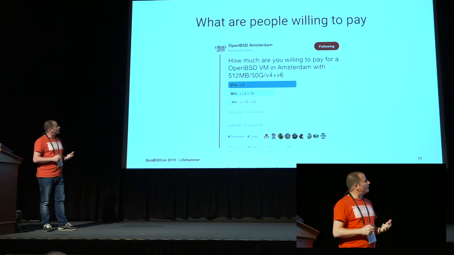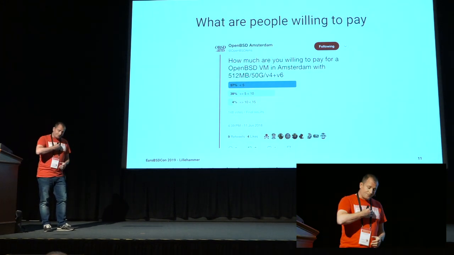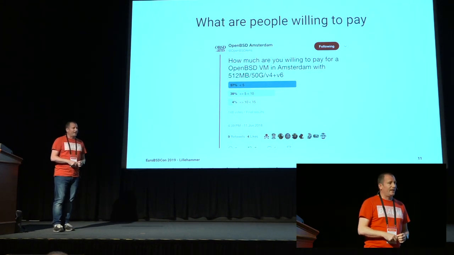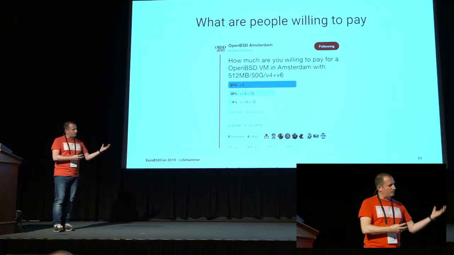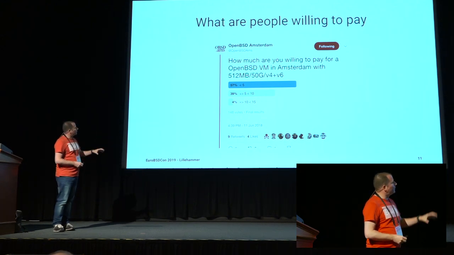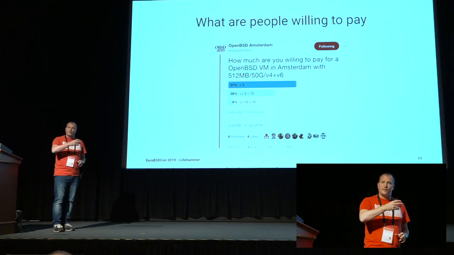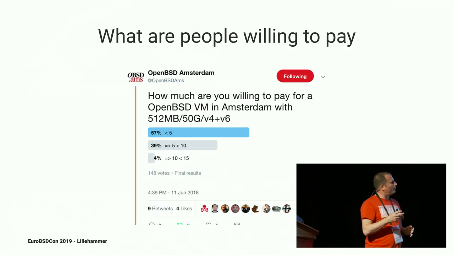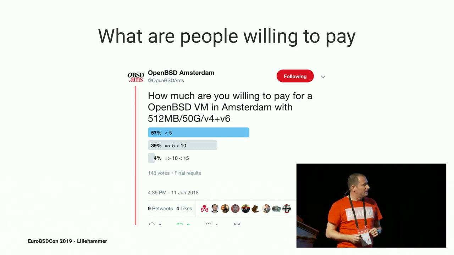And I also wanted to know what people were willing to pay. So I sent out a poll on Twitter and said, hey, what are you willing to pay for a VM that looks like this? A lot of people are around the 5 euro mark. And I went, okay, that's fine. So I started building VMs based on that. So they're 5 euros a month, and of the donation or of the yearly fee, I donate 5 euros to the OpenBSD Foundation. 10 euros, sorry.